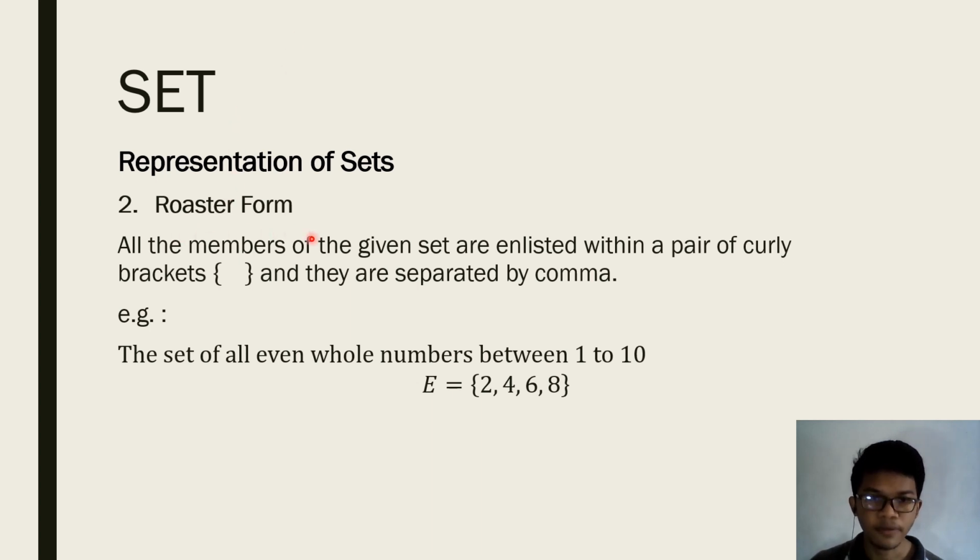In roster form, all the members of the given set are enlisted within a pair of curly brackets, and they are separated by commas. For example, the set of all even whole numbers between 1 to 10. So we can write like this, which is read as E equals 2, 4, 6, 8.